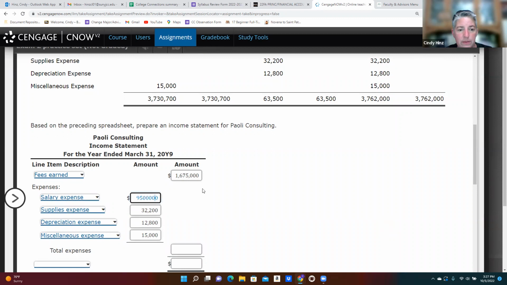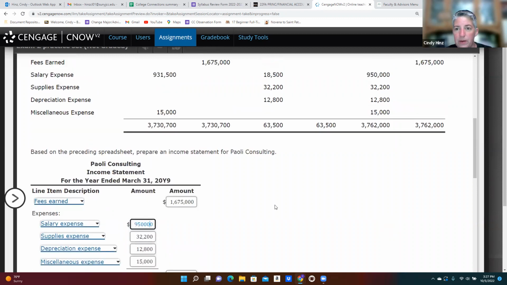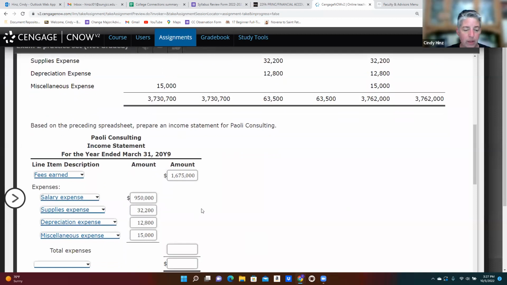Whoops. Got an extra 0 in there too. I'm going crazy with my zeros today. Of course, the next step is going to be to add together our expenses so we can list a total expense amount there.